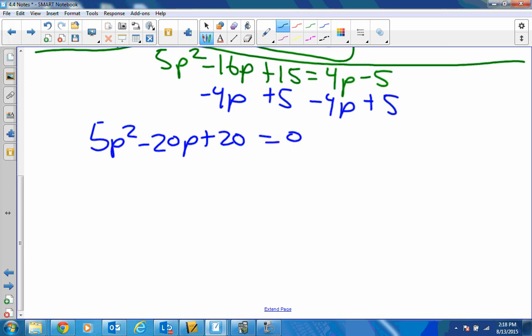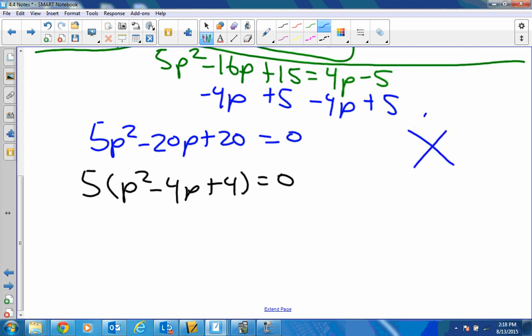From there, they all have a common factor of 5. So we're going to take out a 5. So we're left with p squared minus 4p plus 4 equals 0. Now, there's a couple ways you can do this one, because I'm pretty sure this is a perfect square trinomial. Or you could just use the AC method and factor. Either way works. I'm just going to do the x method. Factors of 4 that add to negative 4 will be negative 2 and negative 2. Whenever those two are the same, that's a perfect square trinomial.